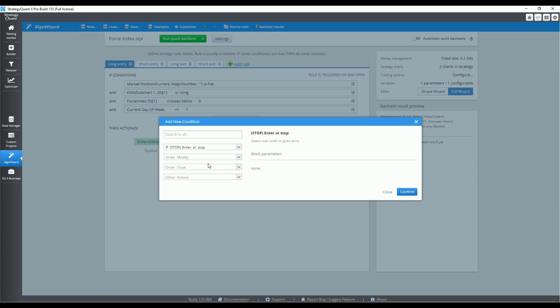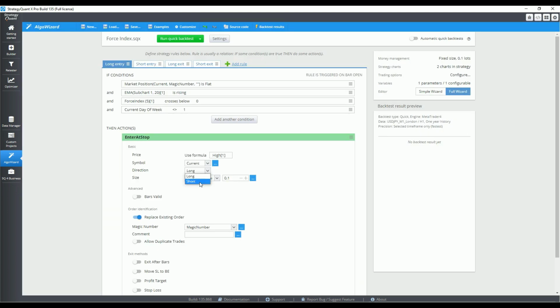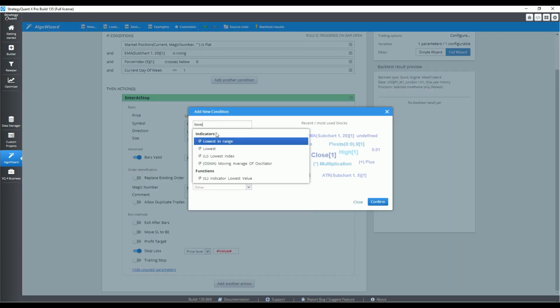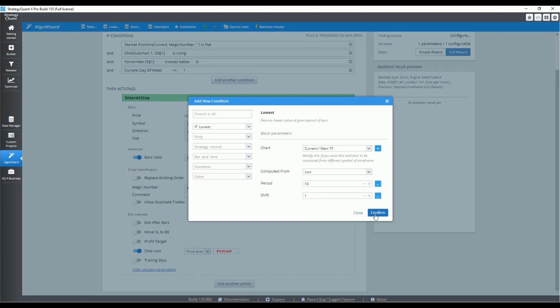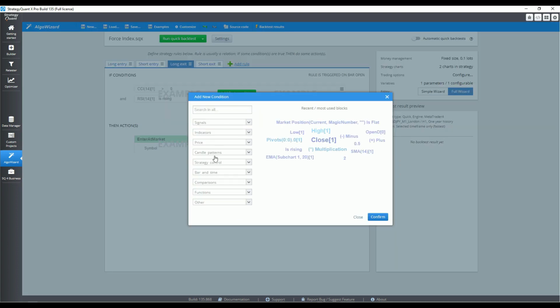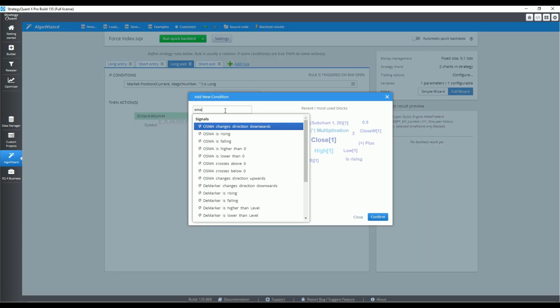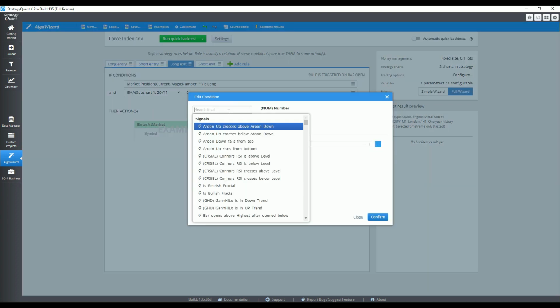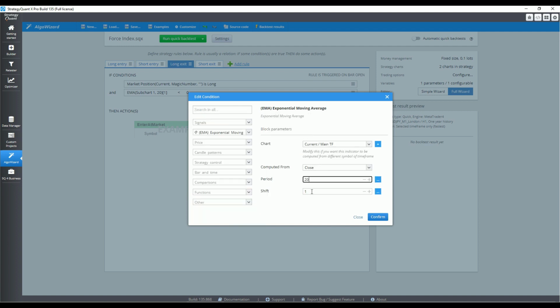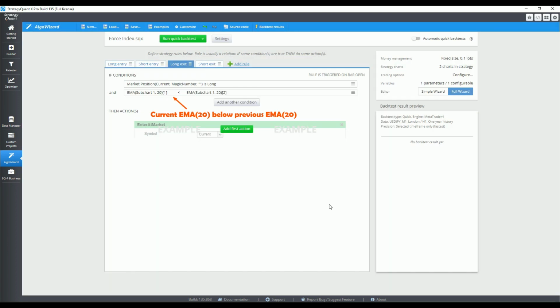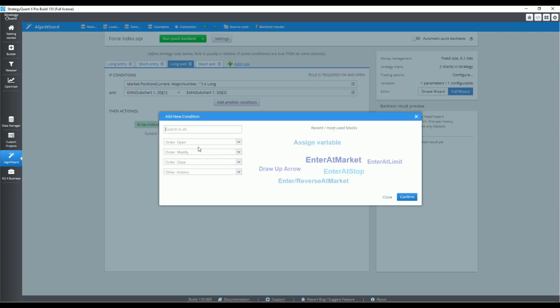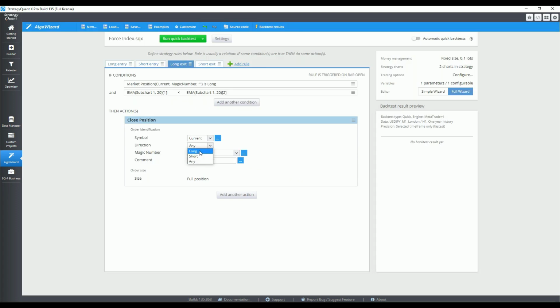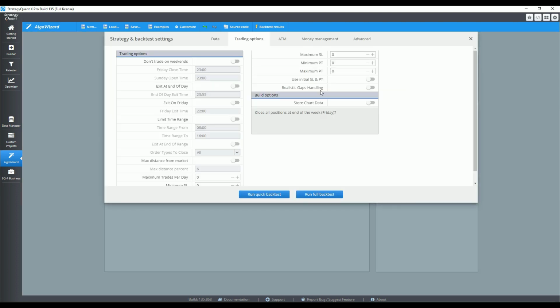Like Elder recommends, I will place a buy stop at the previous high if the above conditions are met. For exits, I will place a protective stop at the lowest low of the last 10 bars. Alternatively, if the 20-period EMA on the 4-hour time frame turns down, it indicates the end of the trend, and I'll exit the market. Lastly, to avoid weekend gap risk, I will close my trades on Friday.